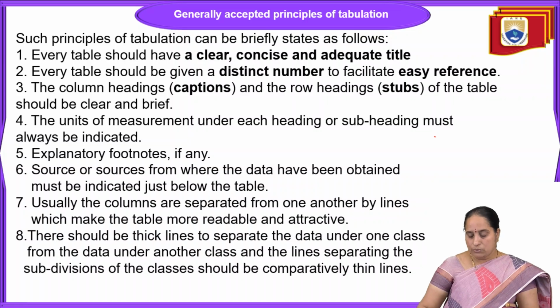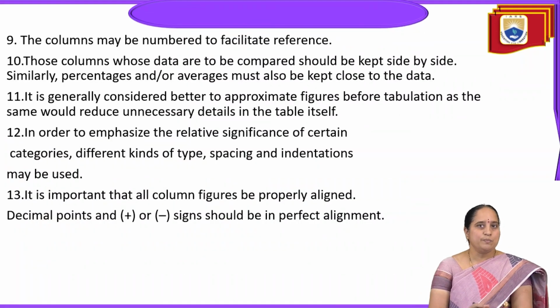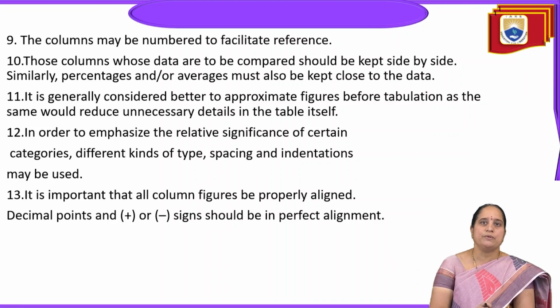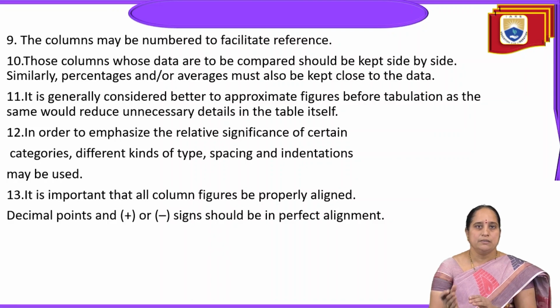So that is how we have to construct the table, and the columns may be numbered to facilitate reference. For example, if you have 4 or 5 columns, you assign each column a number: first column serial number, second name of the student, third hall ticket number, like that. We have to specify column numbers, and those columns whose data are to be compared should be kept side by side. So if you are going to compare two data sets, they can be placed side by side so that we can easily compare the data.